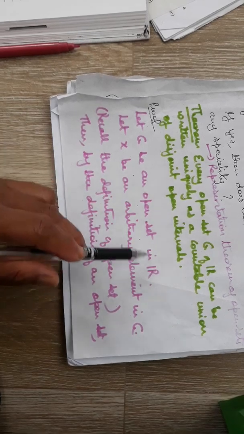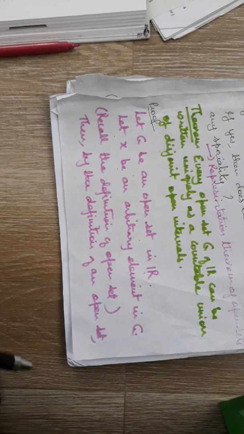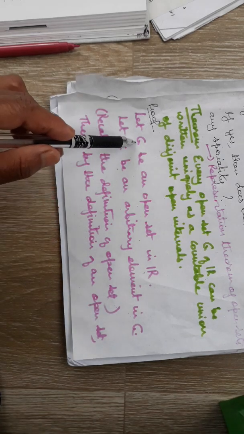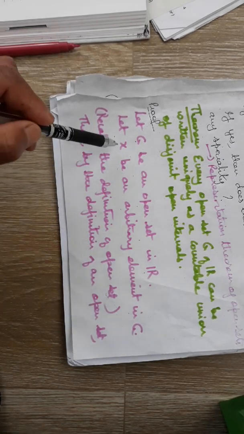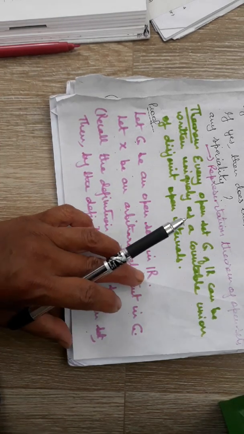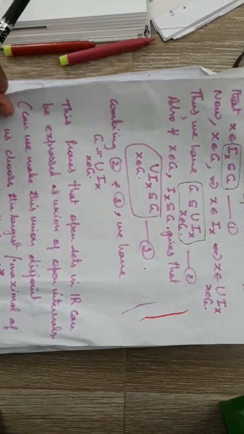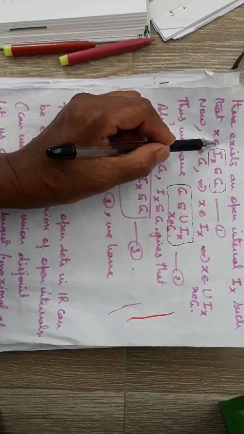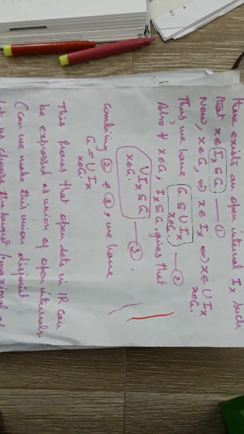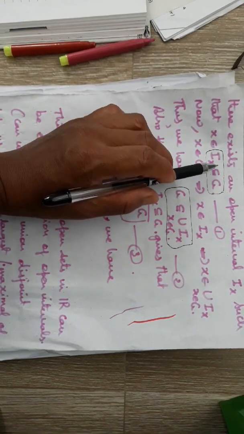We start with the proof. Let G be an open set in R, and let x be any arbitrary element in G. Since G is open, recall the definition of an open set: it means that x is an interior point of G. Therefore, by definition, there exists an open interval, instead of an open ball, centered at x, such that x belongs to that open interval Ix and Ix is contained in G. Name it equation 1. It follows straight away from the definition of an open set.